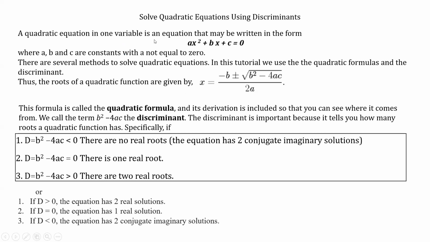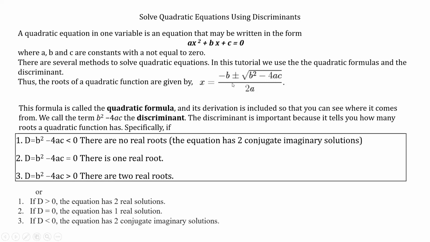A quadratic equation in one variable is an equation that may be written in the form ax² + bx + c = 0, where a, b, and c are constants, with a not equal to 0. There are several methods to solve this quadratic equation. In this lesson, we use the quadratic formula and the discriminant. The roots of the quadratic equation are given by this formula.